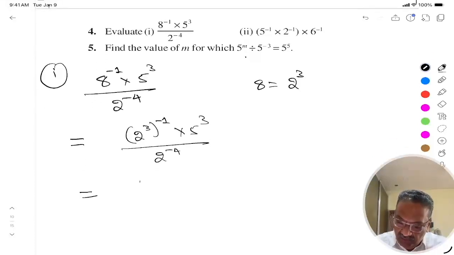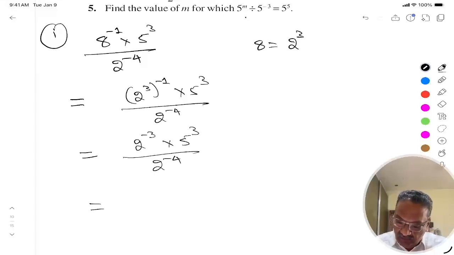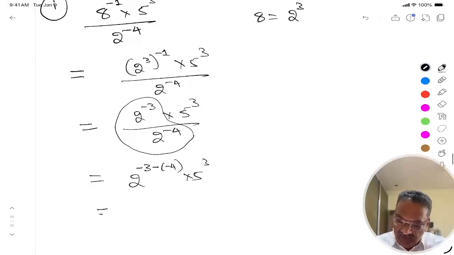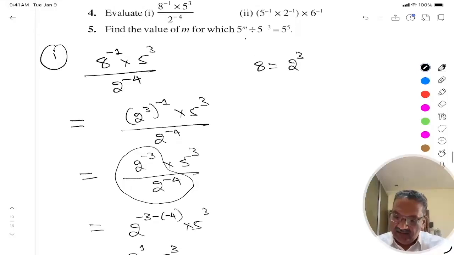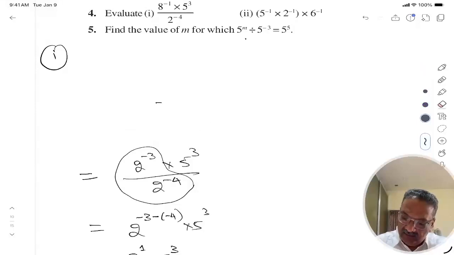This is equal to 2 to the power of -3 into 5 cube divided by 2 to the power of -4. Take this portion only: the base is the same here. So 2 to the power of -3 minus of -4, into 5 to the power of 3. This is equal to 2 to the power of, -4 becomes +4, so +4 minus 3 is 2 to the power of 1 into 5 to the power of 3. This is the answer.